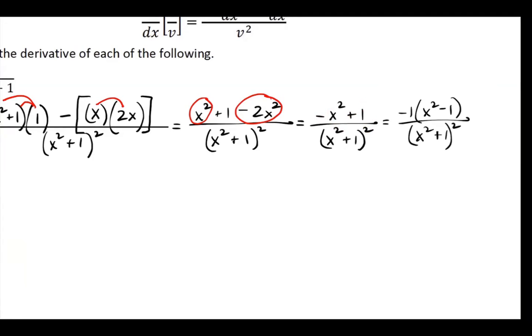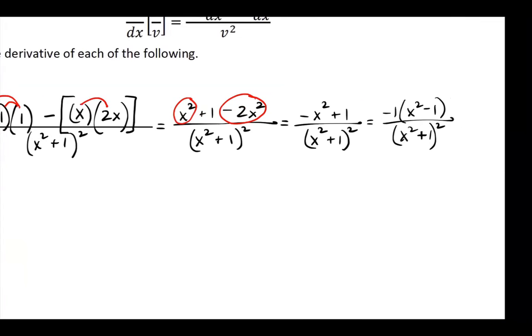which doesn't really help me because now it's not the same. This is difference of squares though, right? X plus 1, x minus 1. But the only reason I would factor it is if it canceled something on the bottom, and it's not going to. Okay. So this is okay. This is okay. They're both the same. Either one is okay.